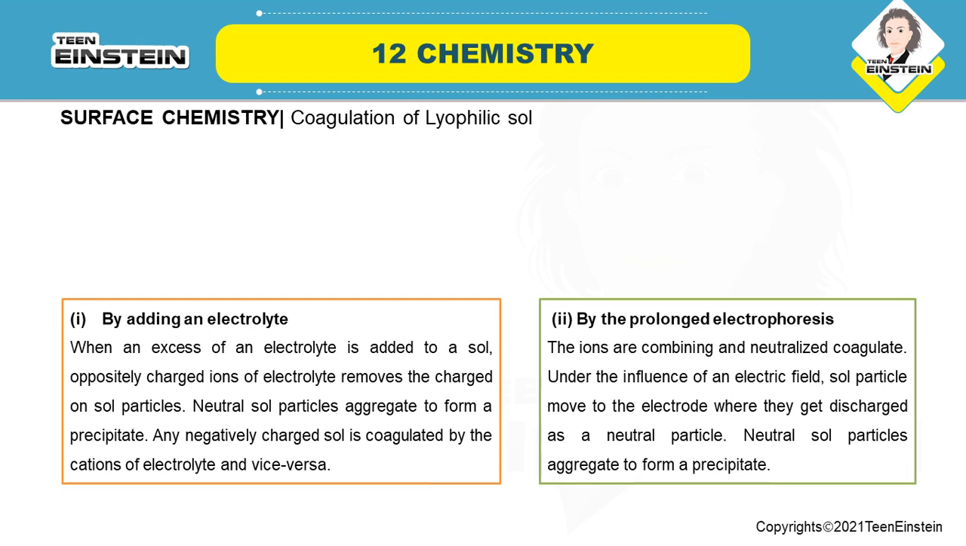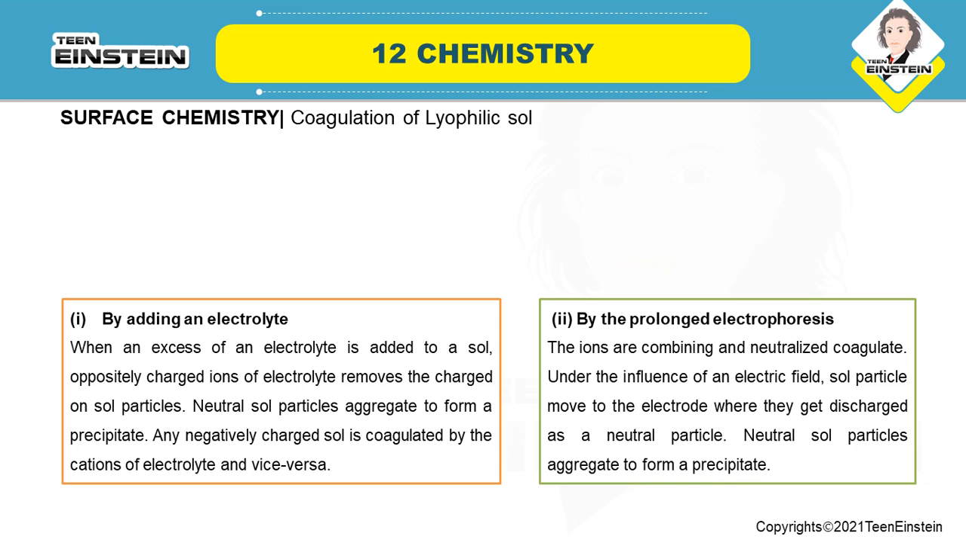Coagulation of lyophilic sol. We have seen the processes of coagulation for lyophobic sol, but now we will see it for lyophilic sol. If we compare stability, obviously lyophobic sols have low stability and lyophilic sols are more stable. So if we want precipitation, the process will not be very easy compared with lyophobic, because lyophobic sols are already unstable. So it is easy to cause coagulation for them, but lyophilic sols are comparatively stable.